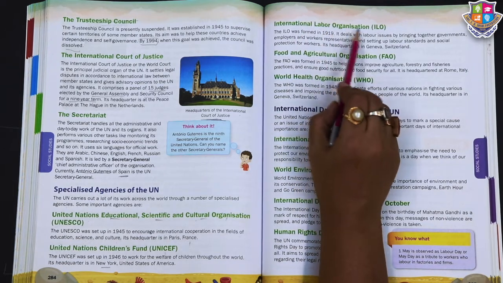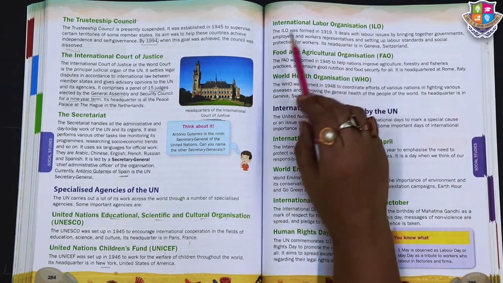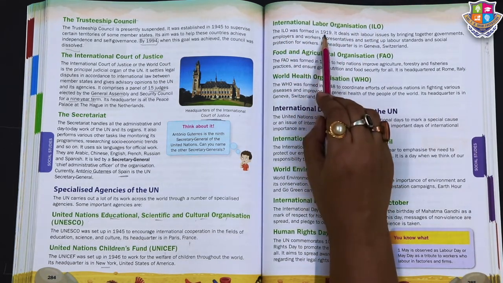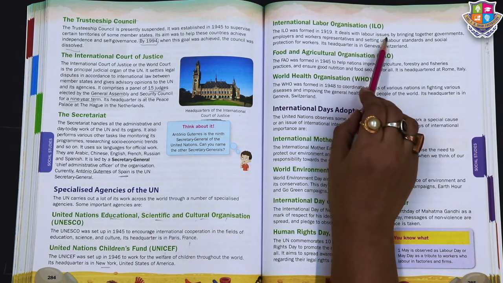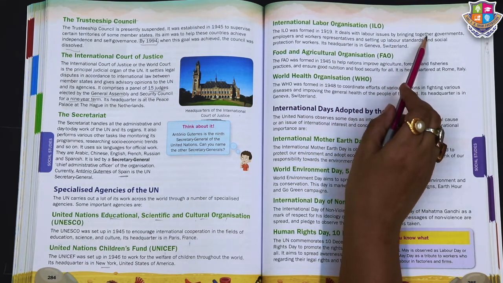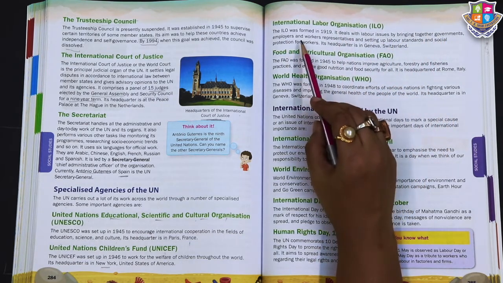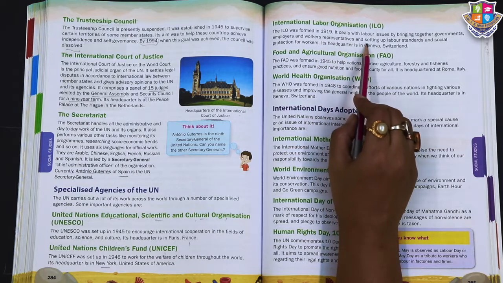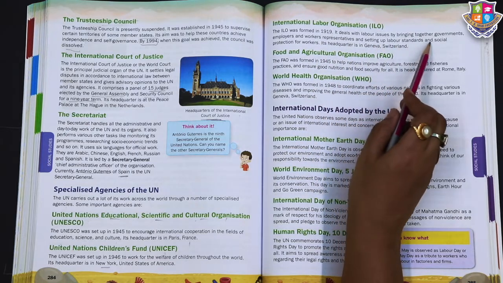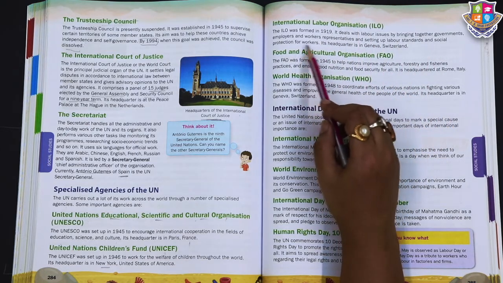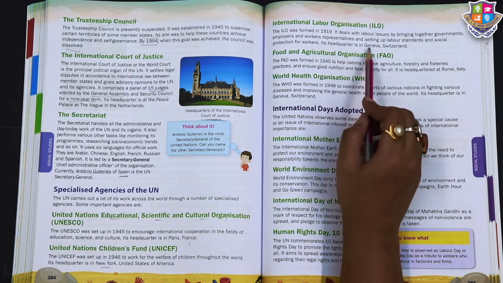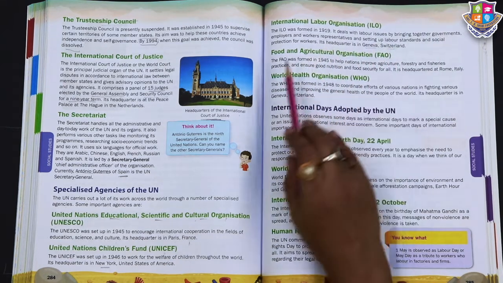International Labour Organization (ILO). The ILO was formed in 1919. It deals with labor issues by bringing together governments, employers and workers' representatives and setting up labor standards and social protection for workers. Its headquarters is in Geneva, Switzerland.